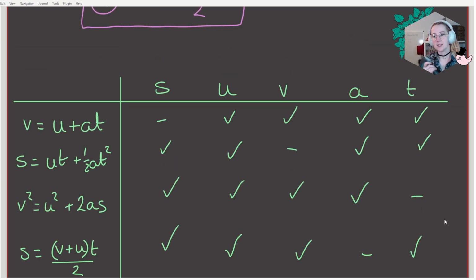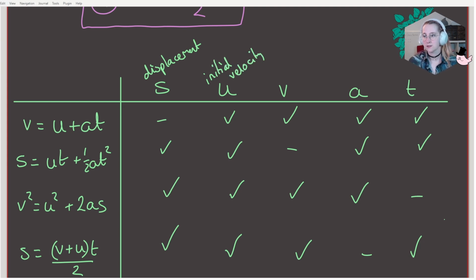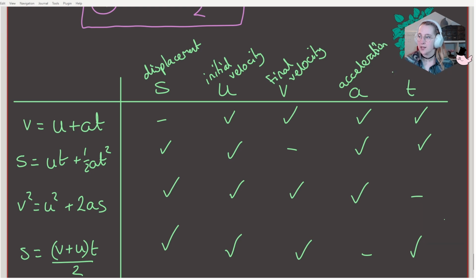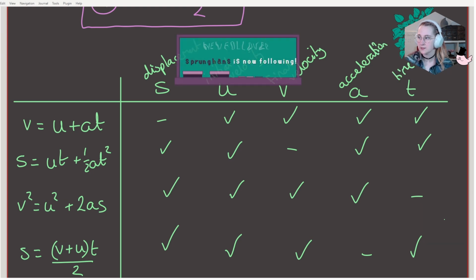Basically what this means is if you have displacement, initial velocity, final velocity, acceleration, and time taken.